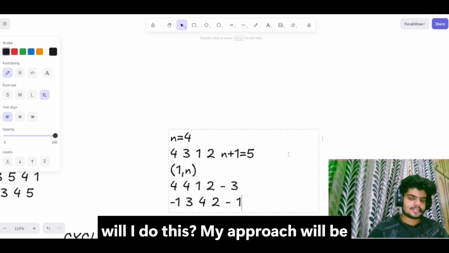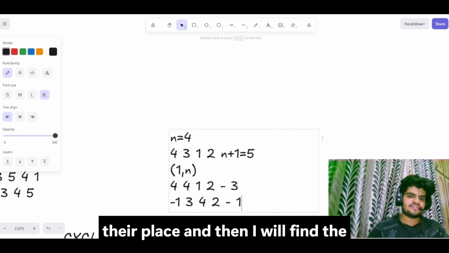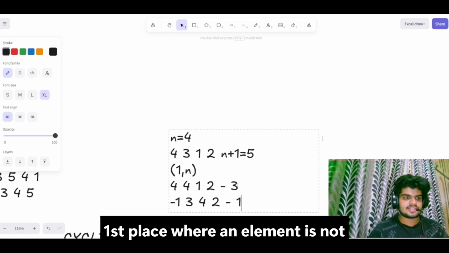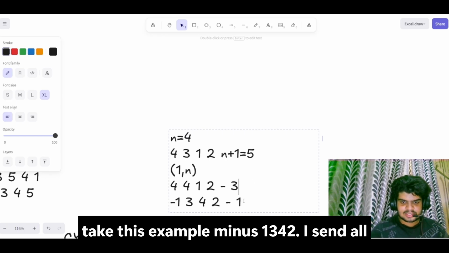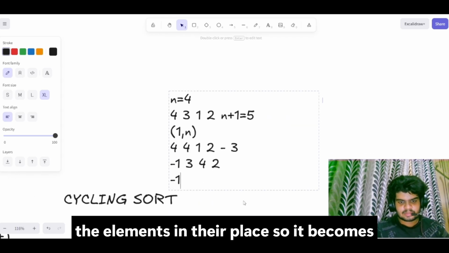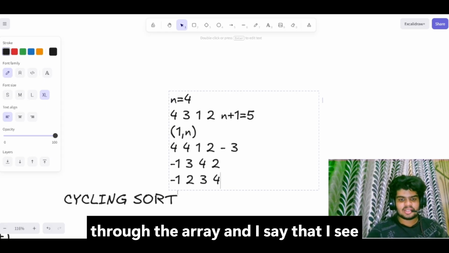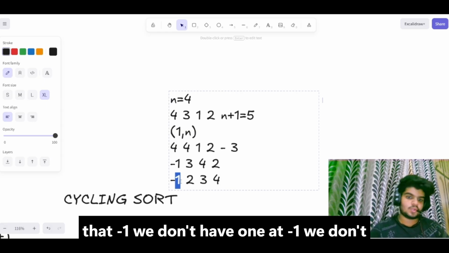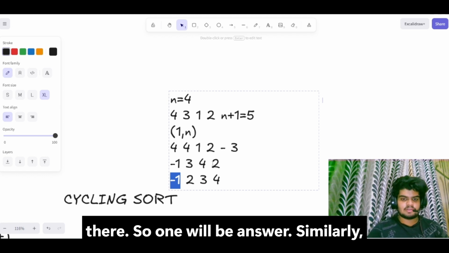So how will I do this? My approach will be, I will first send all the elements to their place, and then I will find the first place where an element is not occurring. For example, let's take -1, 3, 4, 2. I send all the elements to their place, so it becomes -1, 2, 3, 4. Then I iterate through the array, and I see that we don't have 1 at the 1st position, we have -1 there, so 1 will be the answer.